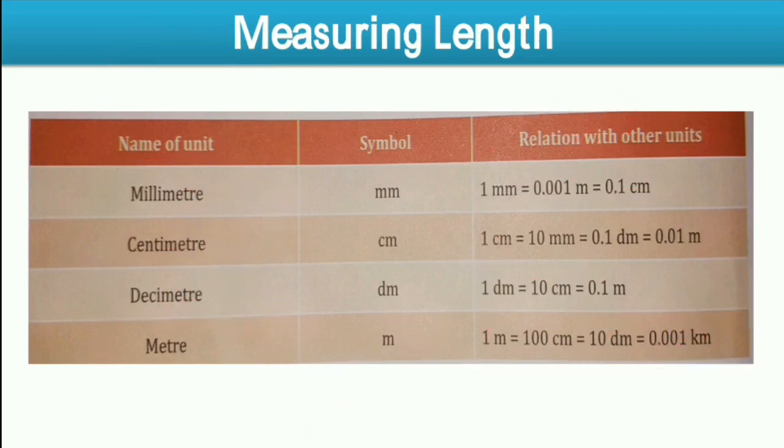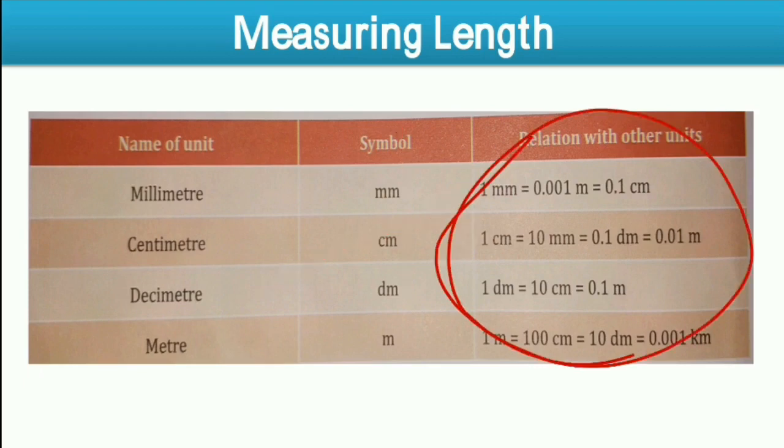So we'll have to learn the values of the prefixes. Milli is used for 1 by 1000, centi is used for 1 by 100, and deci is used for 1 by 10. Got it? Like this, you can easily correlate the different units.